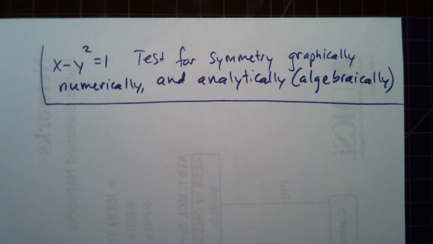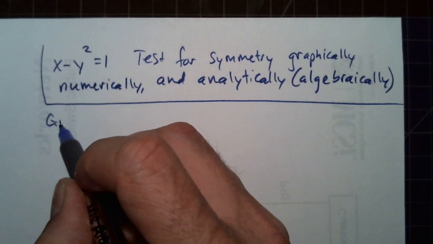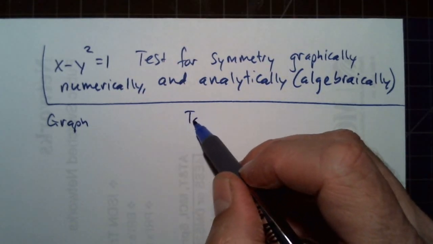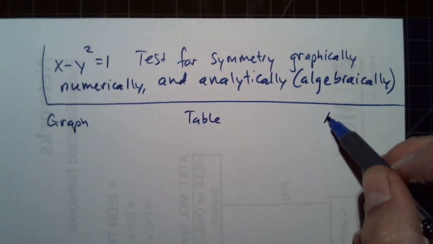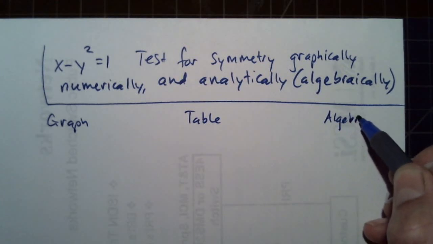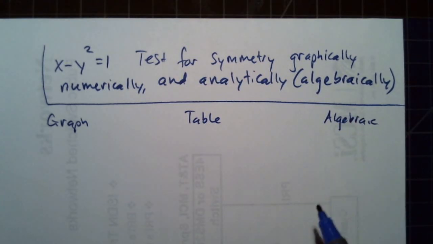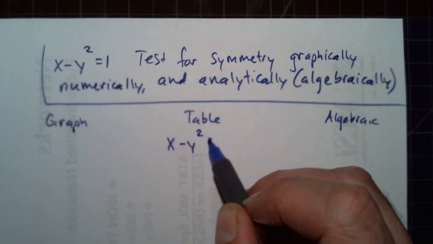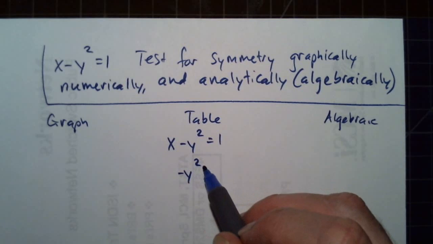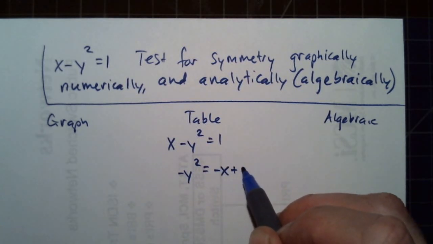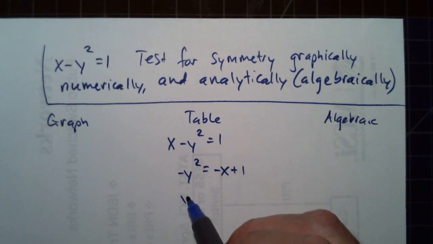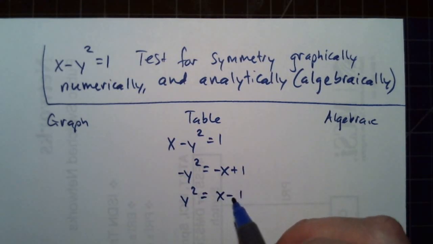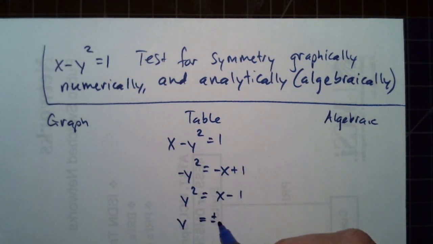So let's start numerically. If we're going to make a table, it will be easier to isolate the y, subtract x, and then multiply by negative 1, square root, positive or negative, radical x minus 1.